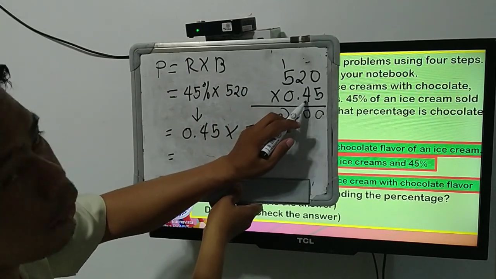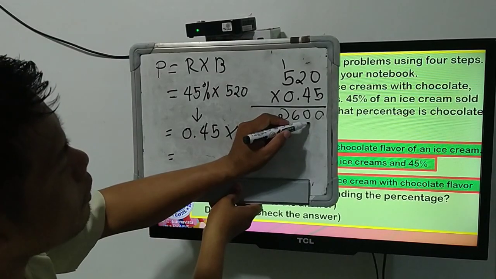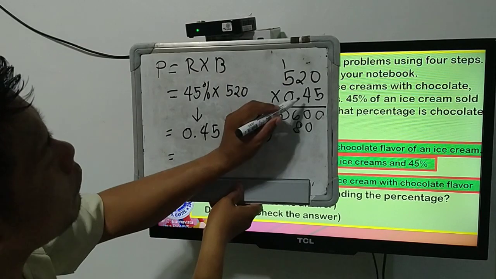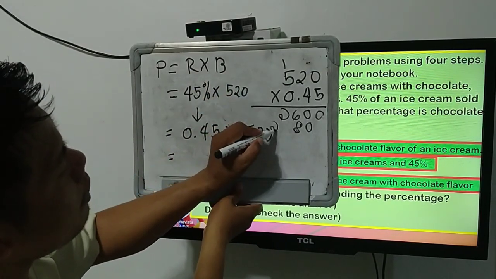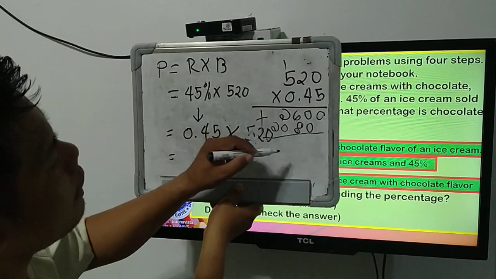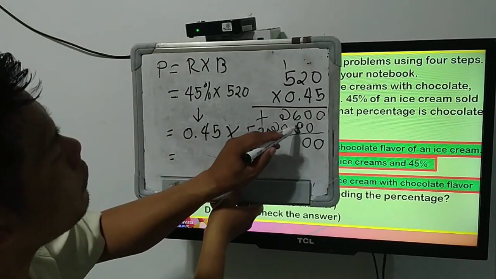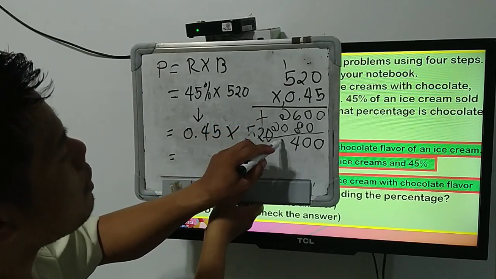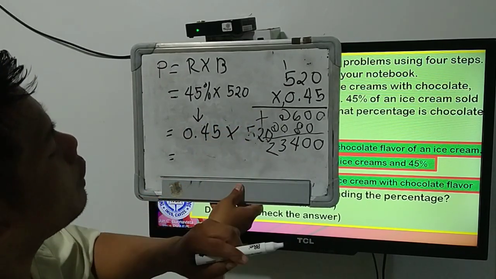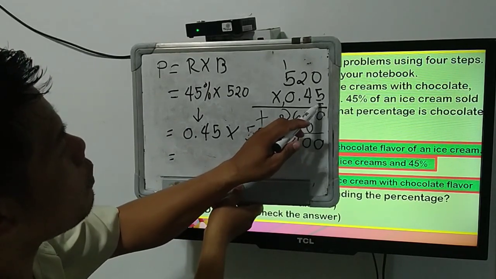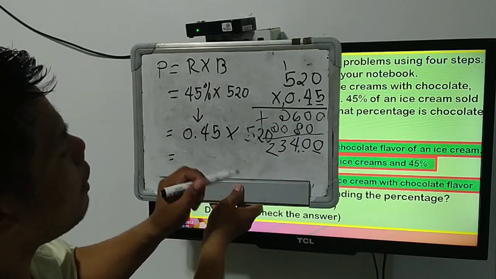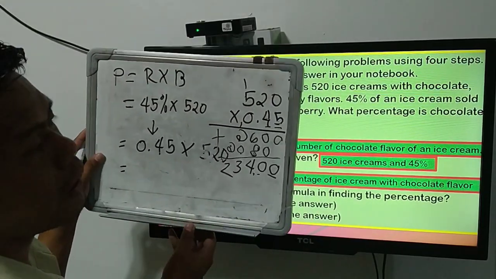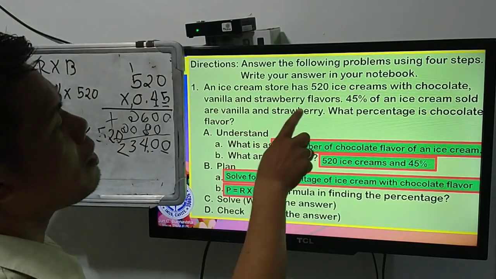Now, multiply it by 4. 4 times 0 equals 0. 4 times 2 equals 8. 4 times 5 equals 20. Then add. We have 0, 0, 6 plus 8 equals 14. Carry up 1. 1 plus 2 plus 0 equals 3. Then bring down 2. So let's count the number of decimal places. 1, 2. So we have 234. And 234, that is the vanilla and strawberry flavor.